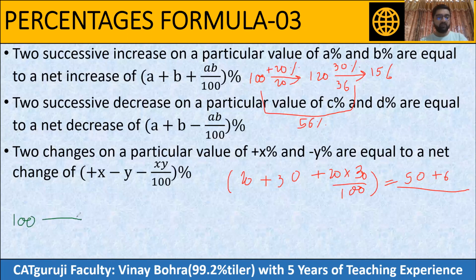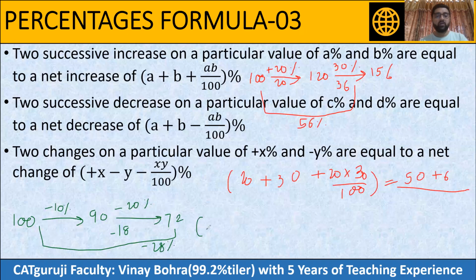100, if it is reduced by 10%, that will give you 90. If 90 is reduced by 20%, that means there is a reduction of 18. So you'll get 72. So there is a net decrement of 28%.